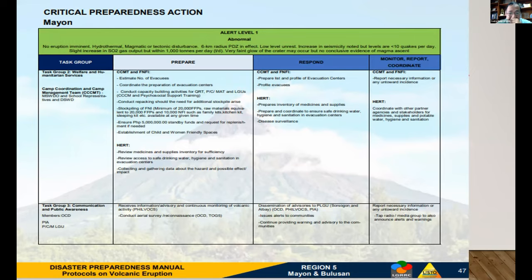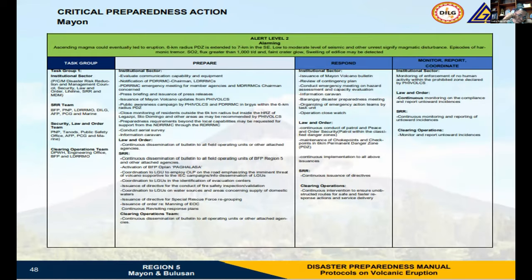Pag alert level 3. Ito na ngayon yung trigger. Alert level 3 trigger is meaning evacuation of population within the 6 kilometers.